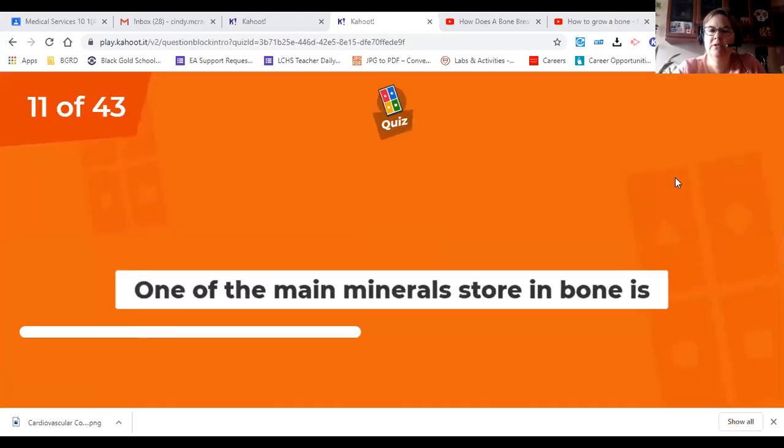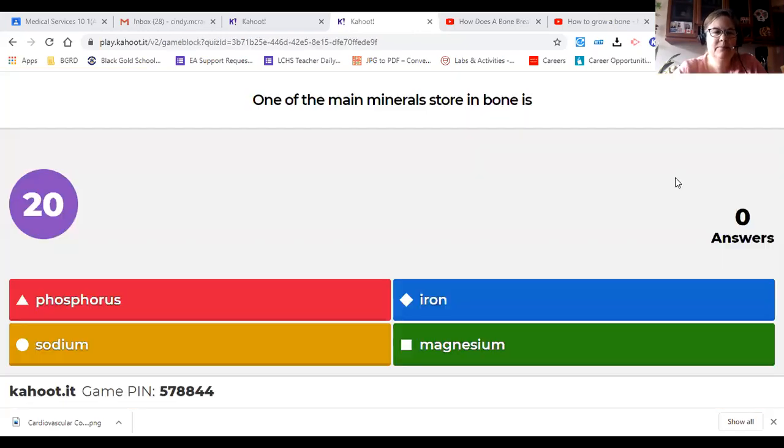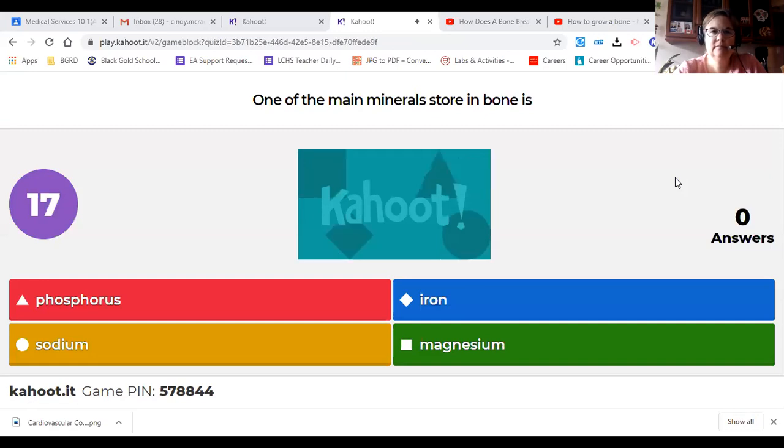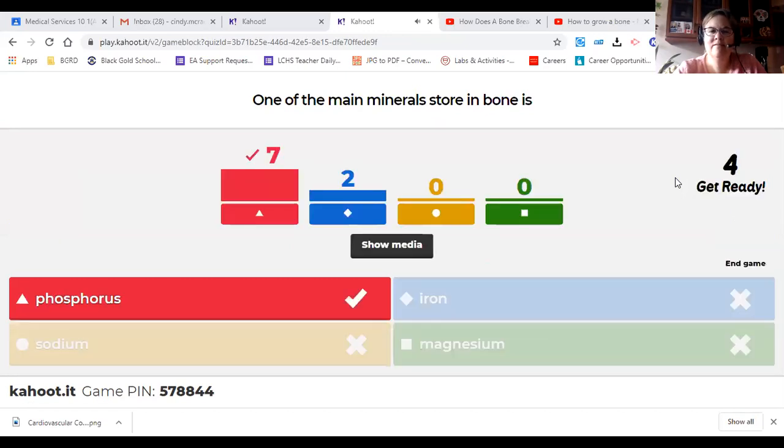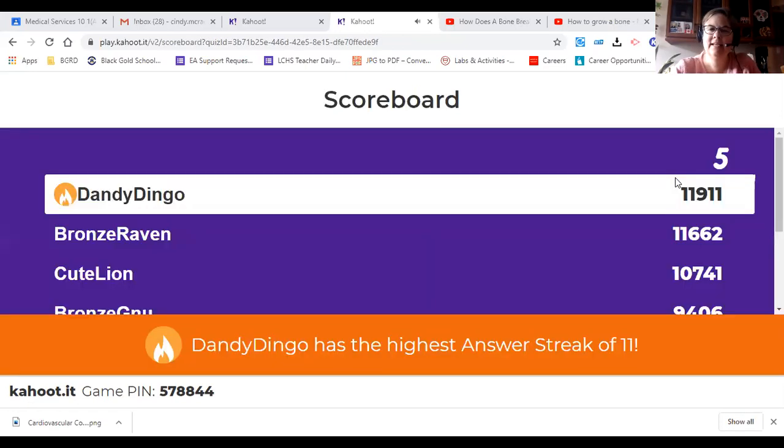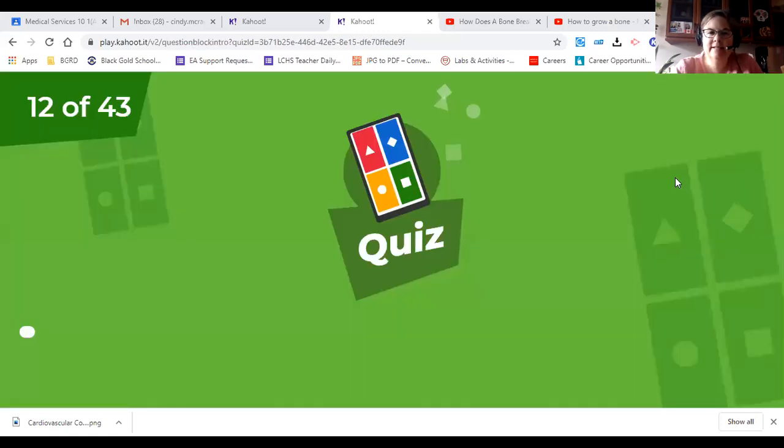One of the main minerals stored in bone is phosphorus. Yeah, the 2 main ones we talked about, phosphorus and calcium. Phosphorus and calcium. Oh, Bronze New coming up to 3rd place here.